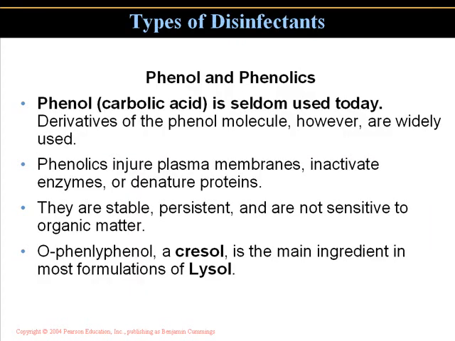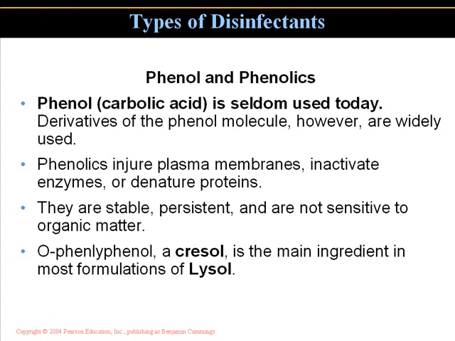So phenol, carbolic acid, seldom used today, very caustic to tissue, used to be used a long time ago, but phenol, a derivative of the phenol molecule, used to be widely used. Phenolics injure plasma membrane, inactivate enzymes, and denature proteins. So for necrotic tissue that's already dead, phenol is good. If you need to kill a bacterial load in a wound, the wound is nasty more or less, it's necrotic, dead tissue, bacteria load is there that you can see colonies, that's not a good thing, then dump some phenol in there. It'll clean it out.